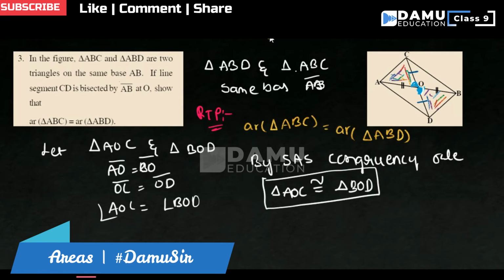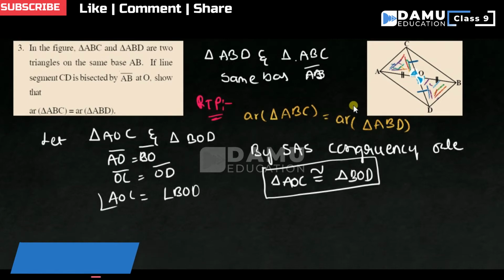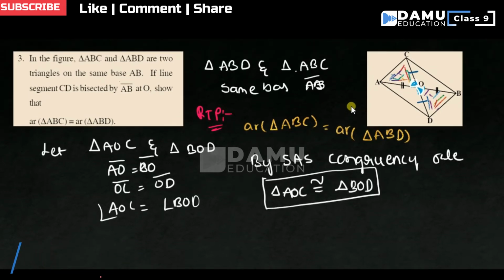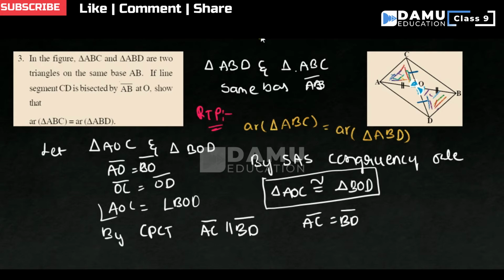Again, here we have shown that these two angles are congruent to each other at O. So in the parallelogram, let's consider the angles, AC is parallel to BD. By CPCT, AC is parallel to BD and AC will be equal to BD. So we have shown AC will be equal to BD and AB is the common side.